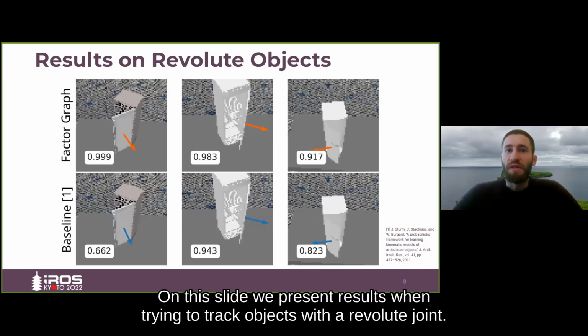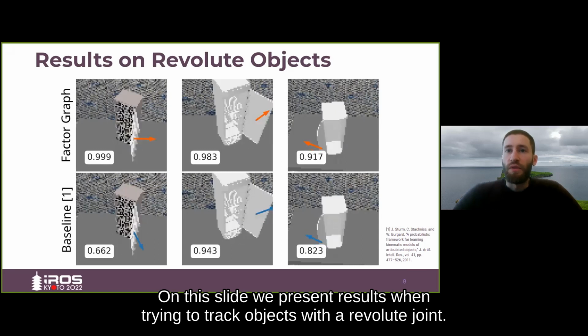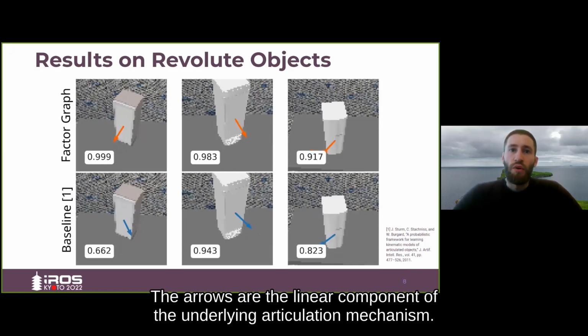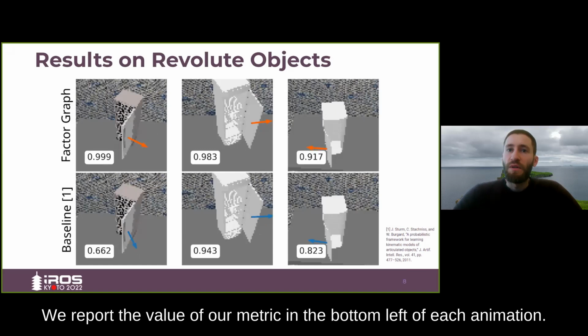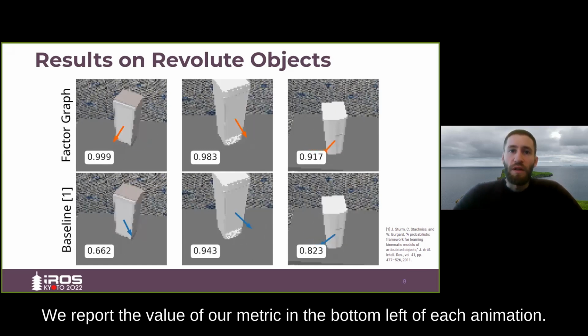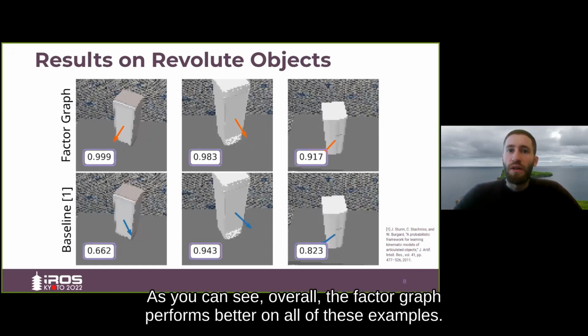On this slide, we present results when trying to track an object with revolute joints. The arrows are the linear component of the underlying articulation mechanism. This is the same as the previously mentioned linear component that is used to calculate our metric. We report the value of our metric in the bottom left of each animation. As you can see, overall, the factor graph performs better on all of these examples.